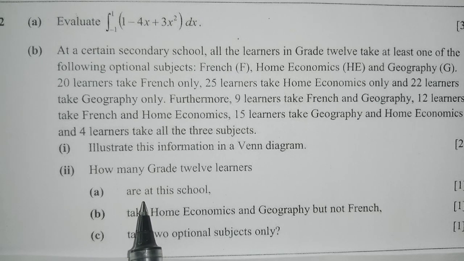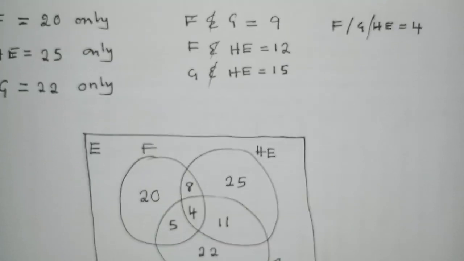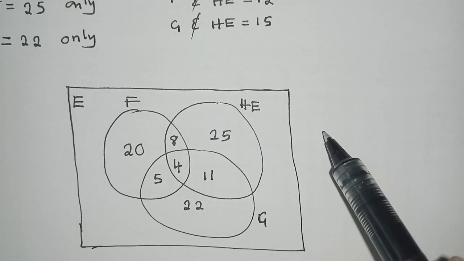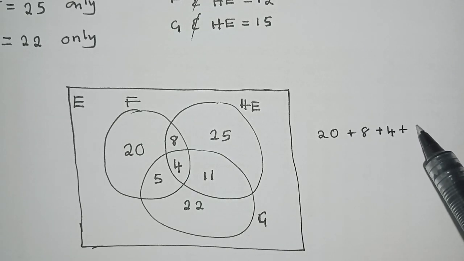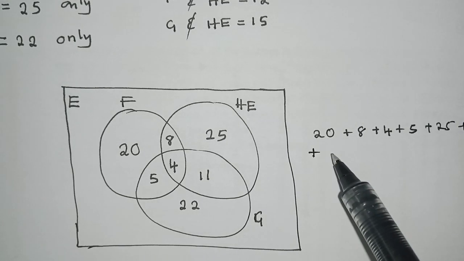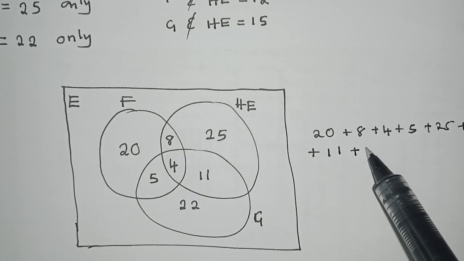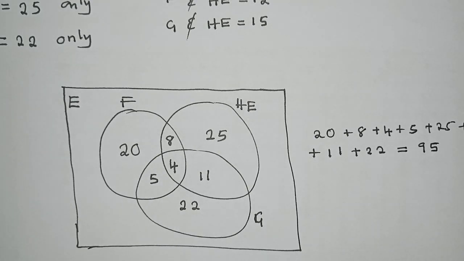They are saying how many grade 12 learners are at this school. So how do we find the total number of students which are at this school? You need to add. So it will just be 20 plus 8 plus 4 plus 5 plus 25 plus 11 plus 22. And your answer will be equal to 95 when you add all these.